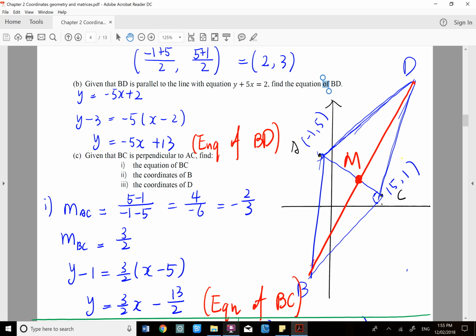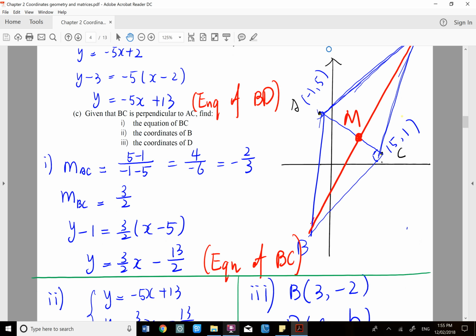How can we find B? We need to find the intersection between BD and BC. If we know the equation for BC and the equation for BD, that's why the first part is asking what the equation for BC is. AC has a gradient of negative 2 over 3. Then BC has the negative reciprocal of the gradient, which is 3 over 2, because it's perpendicular. And I know the point C is on both AC and BC.